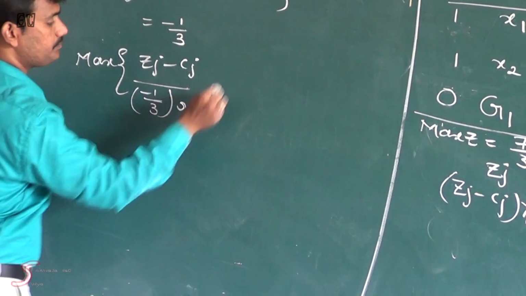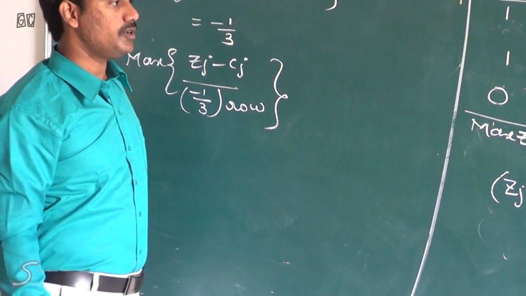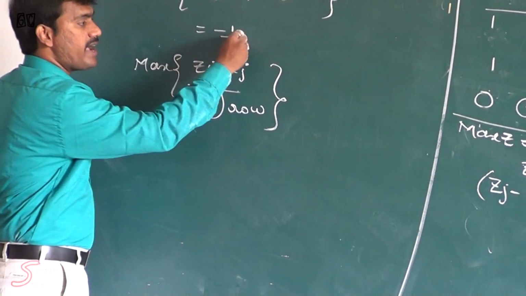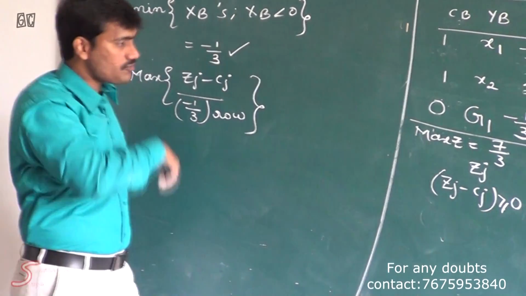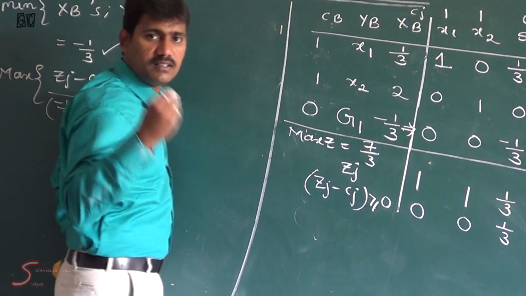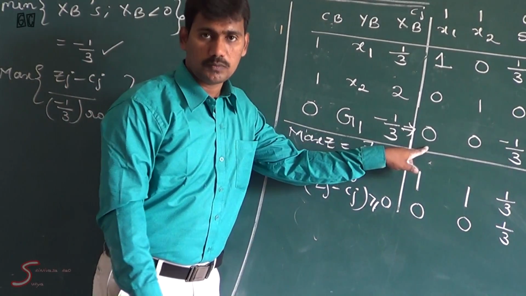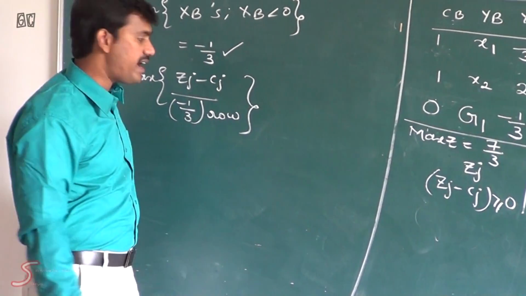The next step. In this dual simplex method, we don't have the minimum ratio rule. So this is about minus 1 by 3. This minus 1 by 3 row, we have to divide with this. So that is minus 1 by 3, meaning this one. So we are going to find the key element in this row. So the next step is maximum of Zj minus Cj by the minus 1 by 3 row.